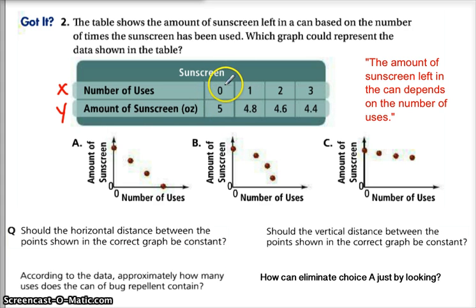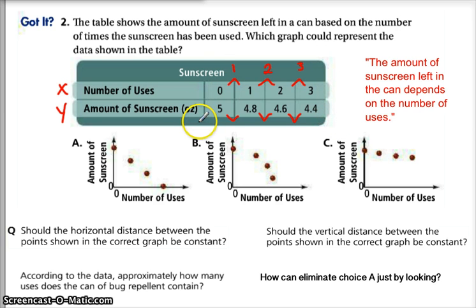In each case, the number of uses goes up by 1, okay? So you can't use sunscreen 1.5 times. You either use it once or twice or 3 times or not at all. Each time you use sunscreen, the amount left in the can goes down. I think that it's safe to say that the amount of sunscreen left in the can depends on the number of times you use it.